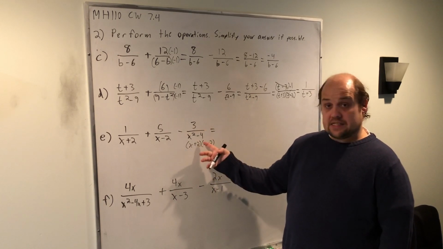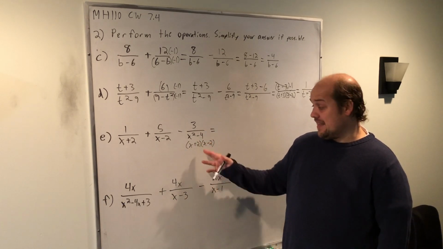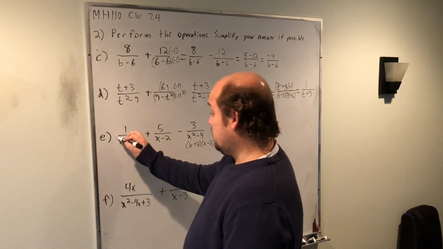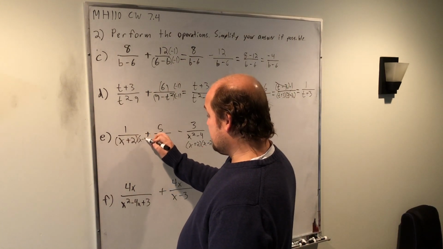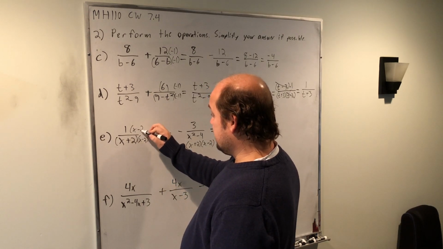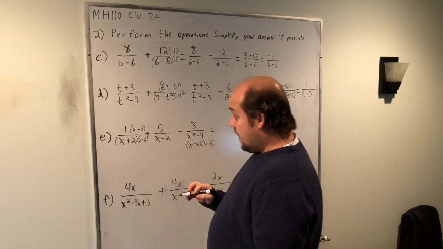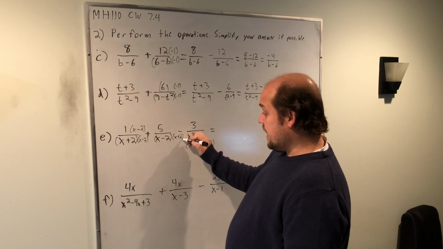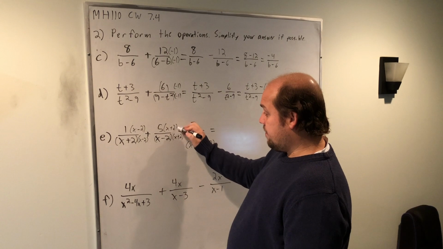This one already has it, so I don't need to multiply by anything to get this over the correct denominator. E only has the x plus 2, so what it's missing is an x minus 2 that I need to multiply the top and bottom by. 5 over x minus 2 already has the x minus 2, so what it's missing is the x plus 2 that I have to multiply top and bottom by.